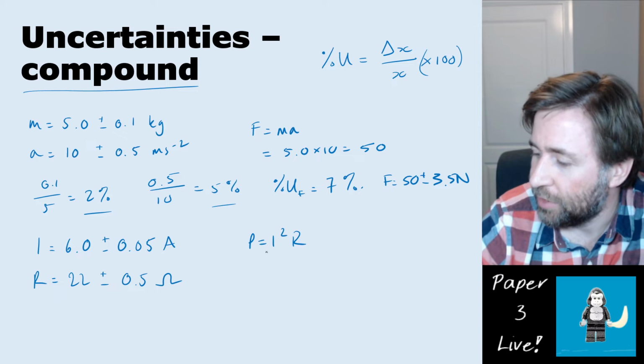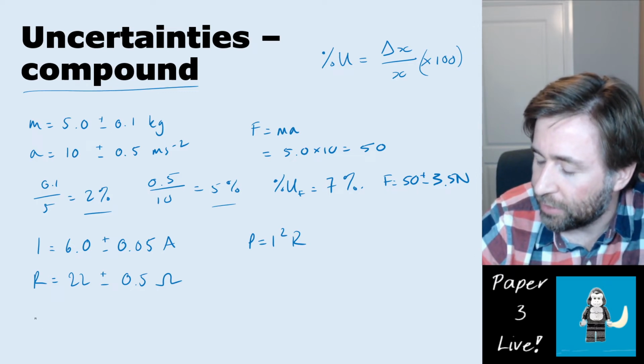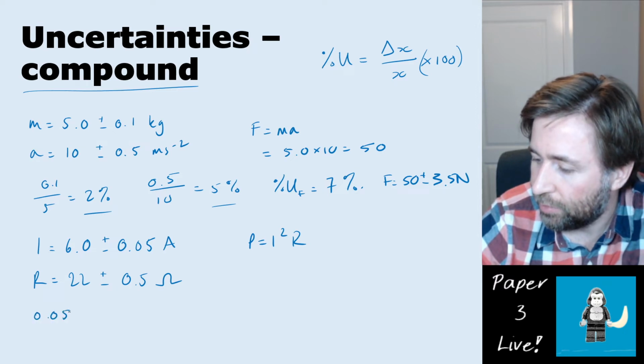Now that's also the case if you need to square something. Squaring is just like compounding something. So first of all, the percentage uncertainty of current, 0.05 over 6.